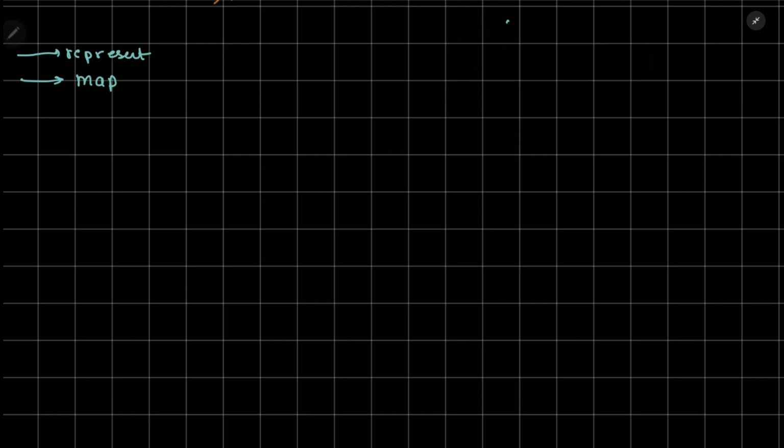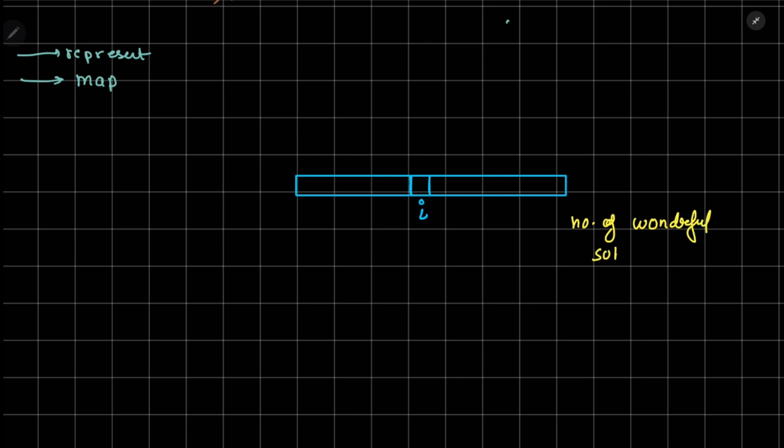So let's say that you have an array and you are at some index I. Okay, and now what you have maintained is the cumulative vector at each I. Now for this I, what you want to find out is the number of wonderful substrings ending at I. That's important, ending at I. So we want to find out the number of substrings which are ending at I.